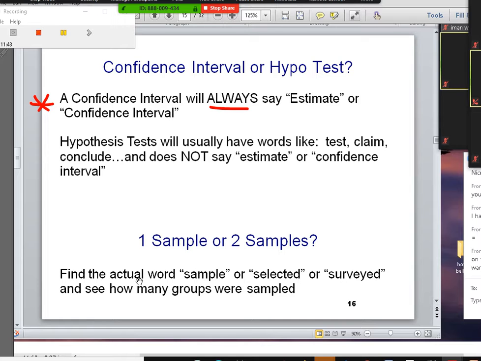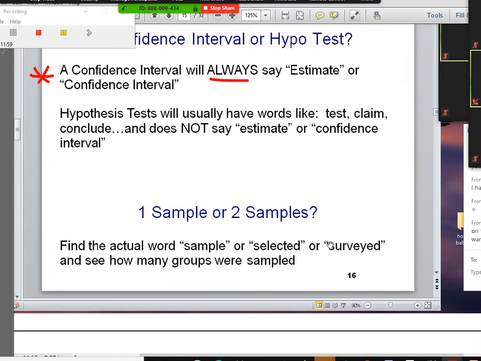One sample or two samples, find the actual word sample or selected or surveyed. There are kind of other words for sample. And see how many groups were actually sampled. So it's kind of the way of doing it. Your sample has to have a sample size. If it doesn't have an N, it's not a sample.